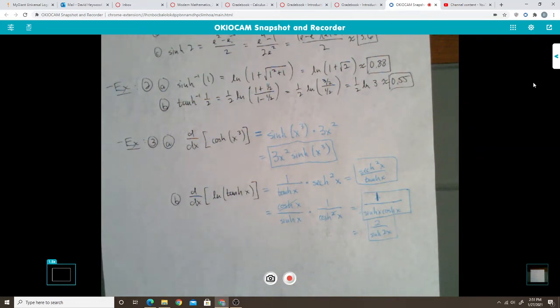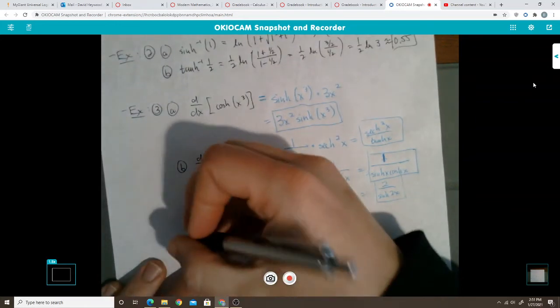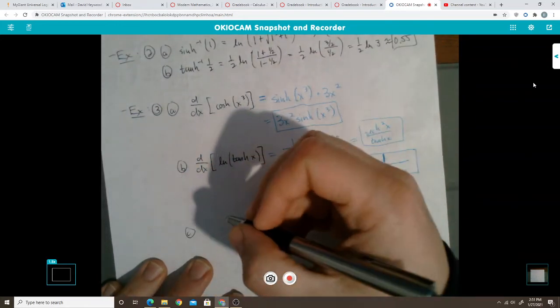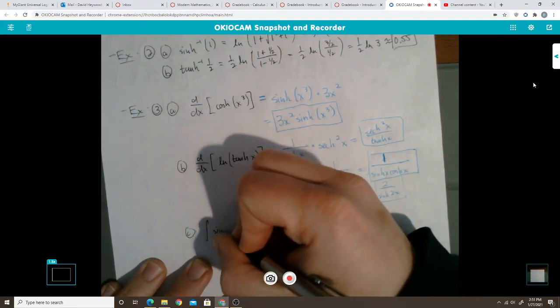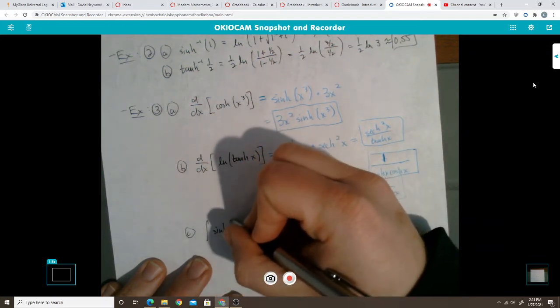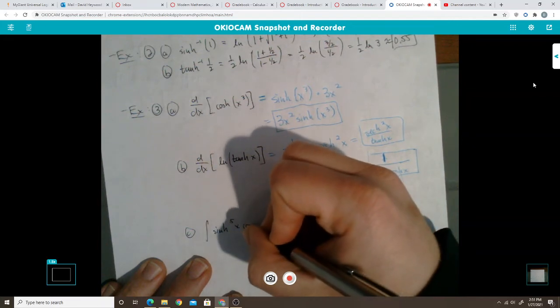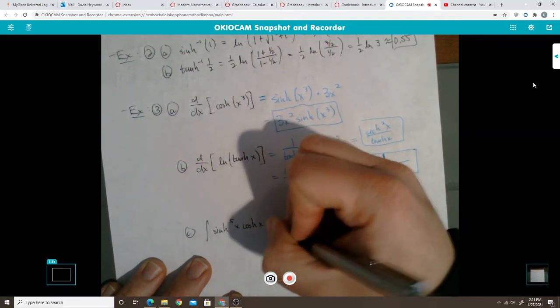Okay. Well, let's do another one. Let's do an integral. So let's integrate sinh to the 5th x cosh x dx.